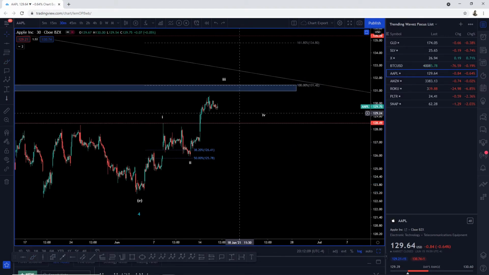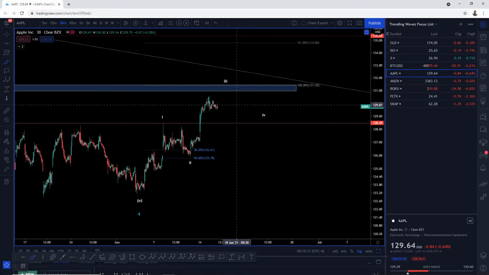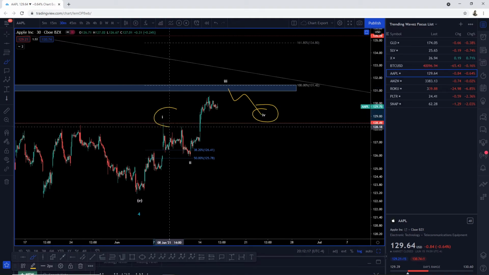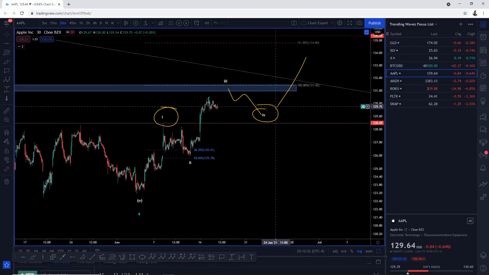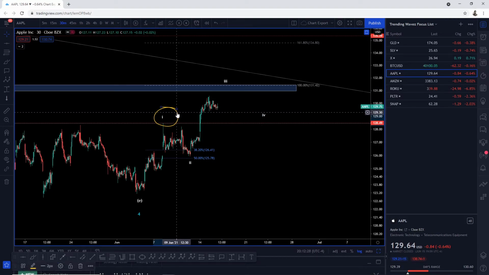Once we see this completion, then we should see a potential 3-wave pullback into the wave 4, which should remain north of wave 1, and then we head on higher. So this is another stock to keep your eyes out for. Let me delete this before we move on, because this is the chart that we post for our members, and I like to keep everything clean.